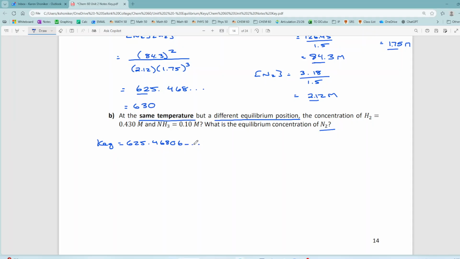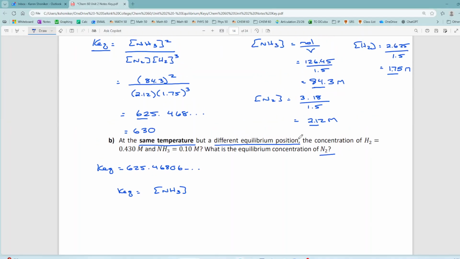So we've got this answer from our previous question, and we're going to say that Keq is equal to, nothing's changed, ammonia squared divided by nitrogen and hydrogen cubed. This time, what we want to solve for is the concentration of nitrogen. So we're going to rearrange this equation to solve for nitrogen.